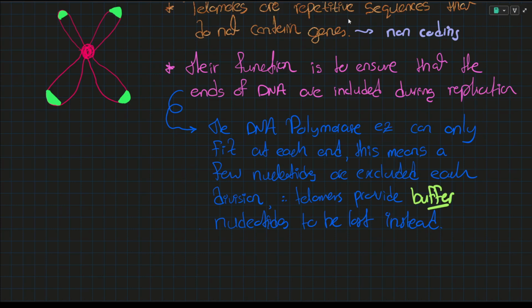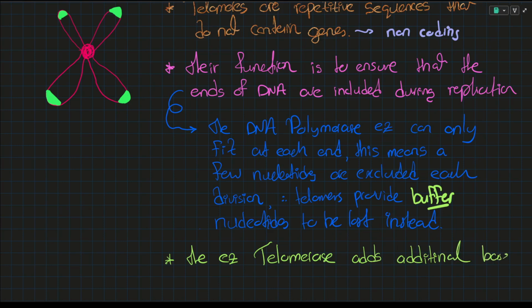When the chromosome forms again, there's another special enzyme known as telomerase. The enzyme telomerase adds additional bases at each end. So to form telomeres, we need this special enzyme known as telomerase.